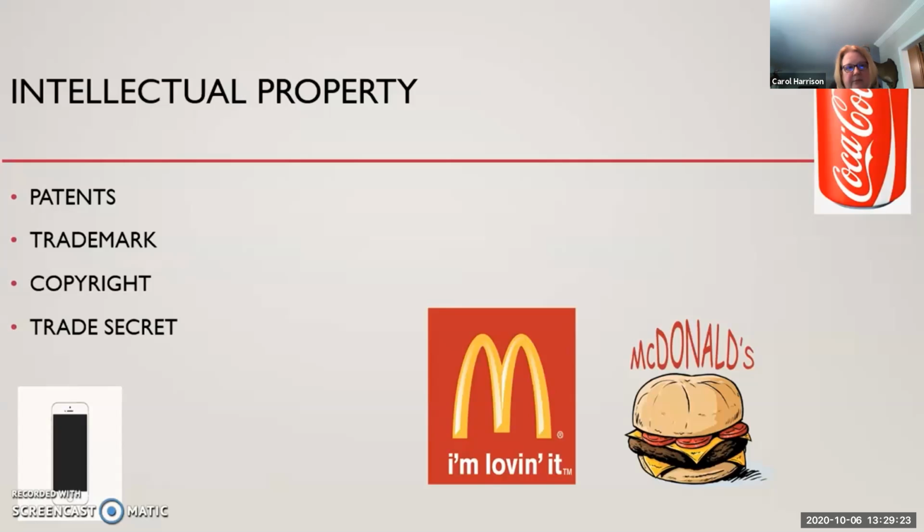Lastly, trade secret is proprietary or business-related information that a company or individual uses and has exclusive rights to. Popular examples of trade secrets include the recipe for Coca-Cola or the formula for WD-40.